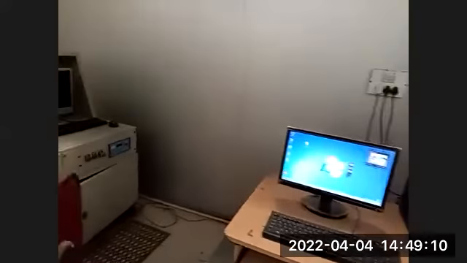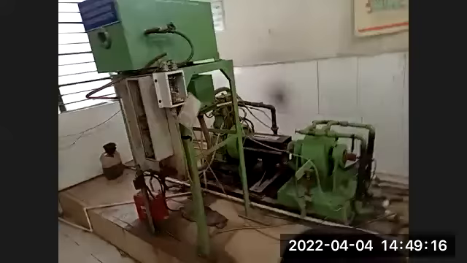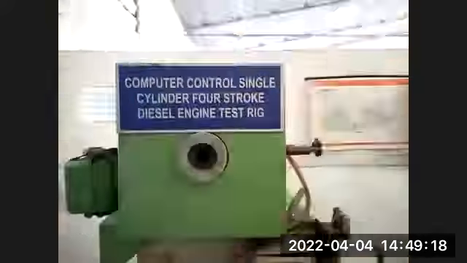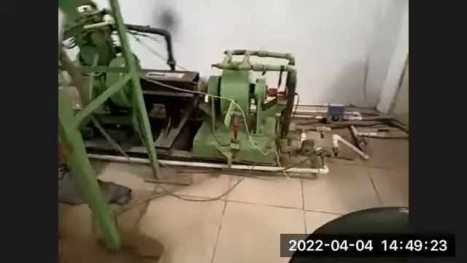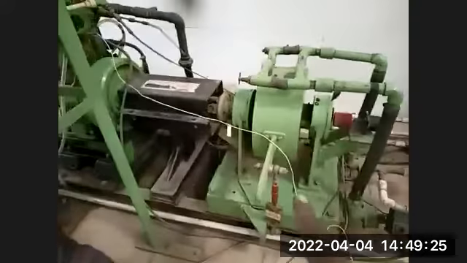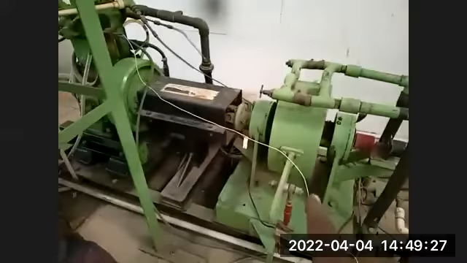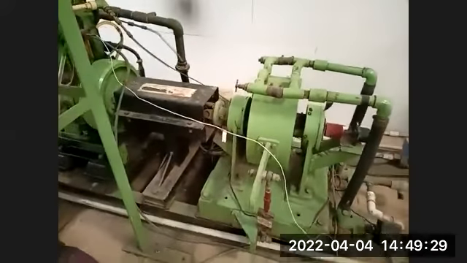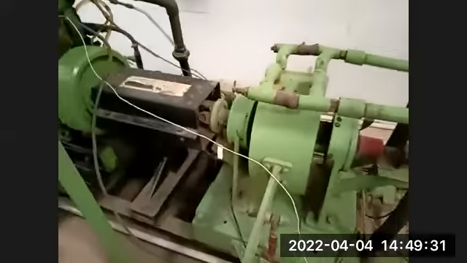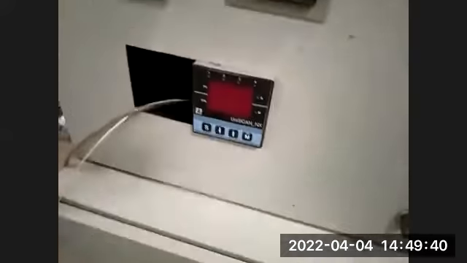Here we have another engine, which is a computer controlled engine. Again, a single cylinder engine with a hydraulic dynamometer. There it was an eddy current dynamometer earlier. This is a hydraulic dynamometer. Water supply is given to this hydraulic dynamometer, and different sensors are there. You can see the different cables, and all these cables are connected over here to this particular system.